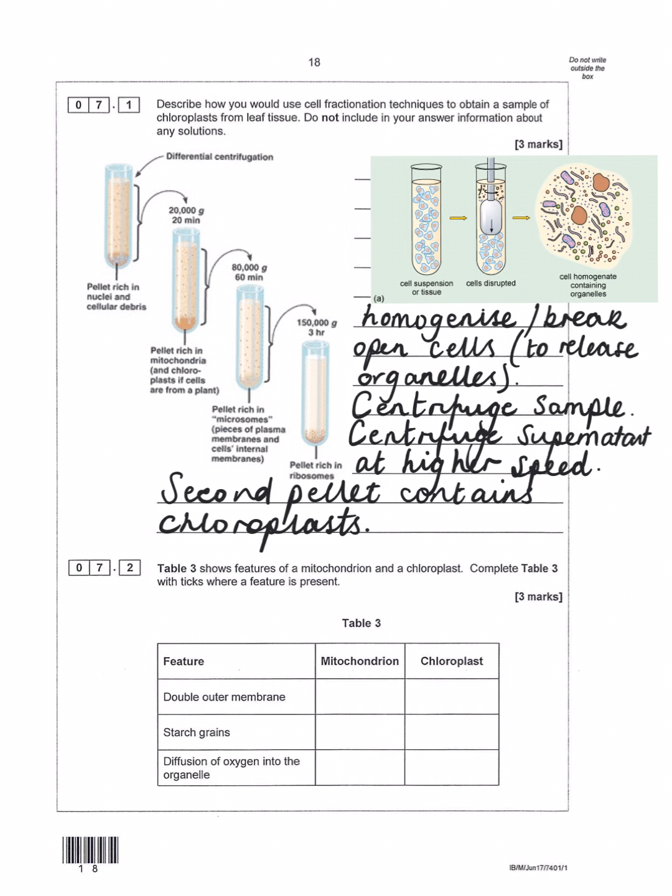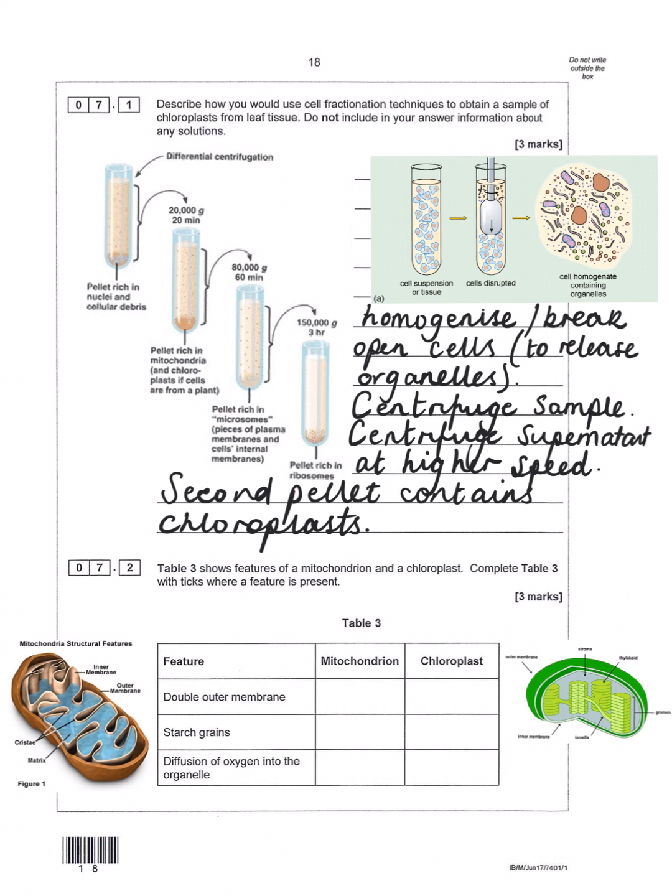This question here shows us a table outlining some potential features of a mitochondrion and a chloroplast. And we're asked to complete table 3 with ticks where a feature is present. So this is thinking back way to the beginning of your AS year. To help us with answering this question, I'm going to insert a simplified diagram of a mitochondrion and of a chloroplast. If necessary, pause the video now and just review the structure of these 2 organelles.